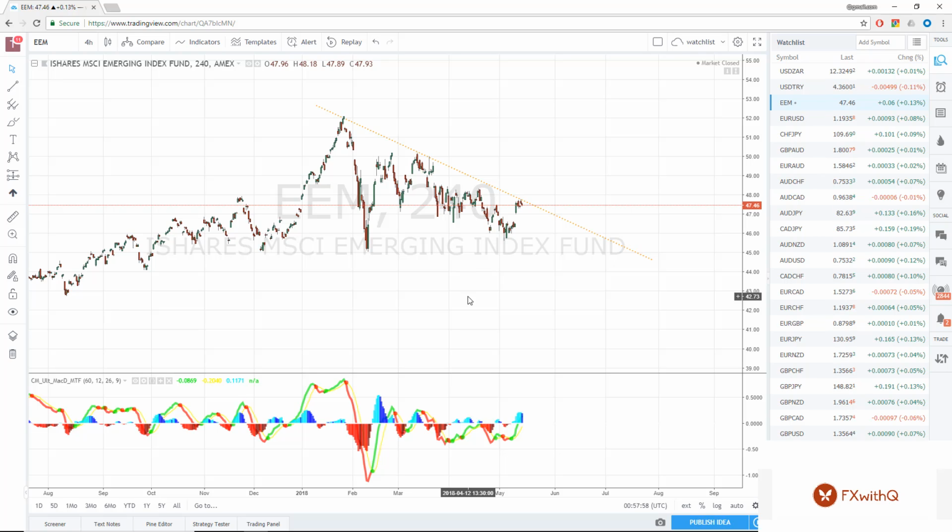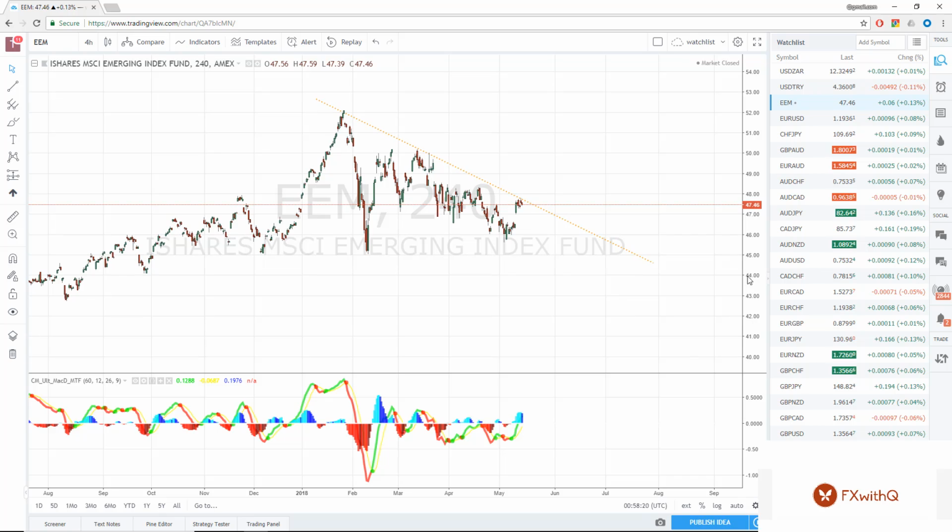Now, what we're going to do is look at the emerging market index. And this index is unequally weighted. However, it does provide a technical backdrop for the leaders of the emerging market countries. And as you can see, we're up at descending trendline resistance.